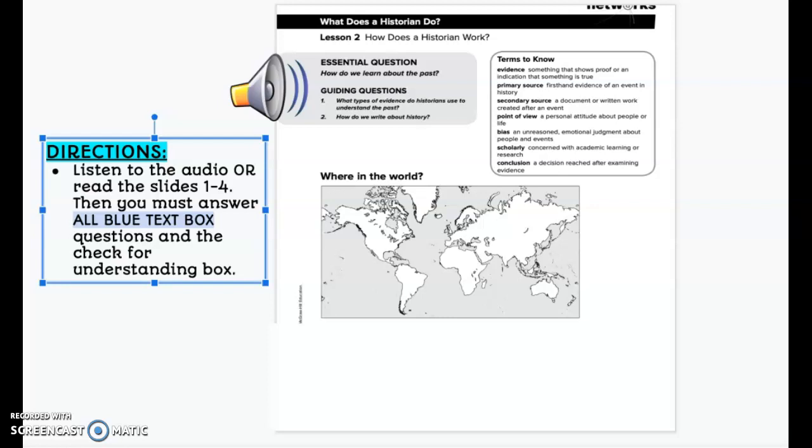Point of view. A personal attitude about people or life. Bias. An unreasoned emotional judgment about people and events. Scholarly. Concerned with academic learning or research. Conclusion. A decision reached after examining evidence.